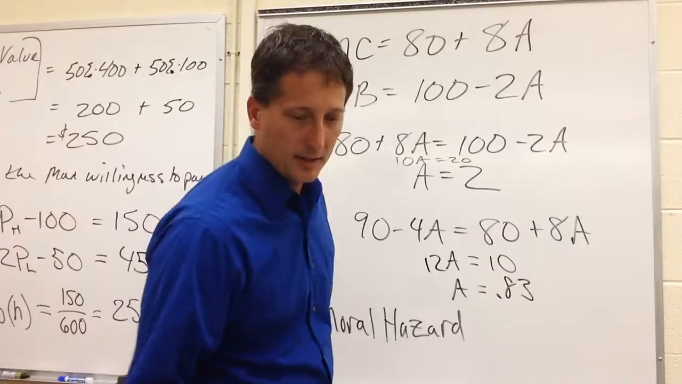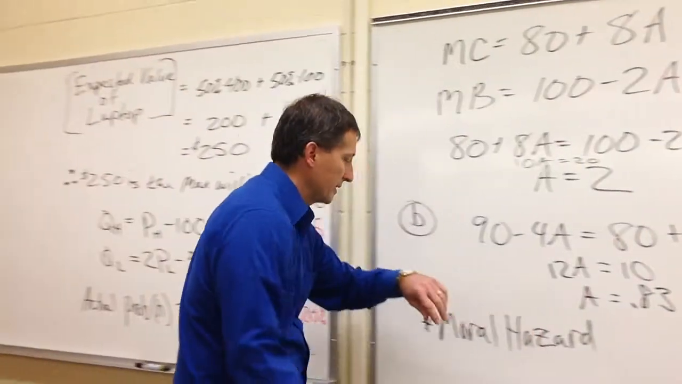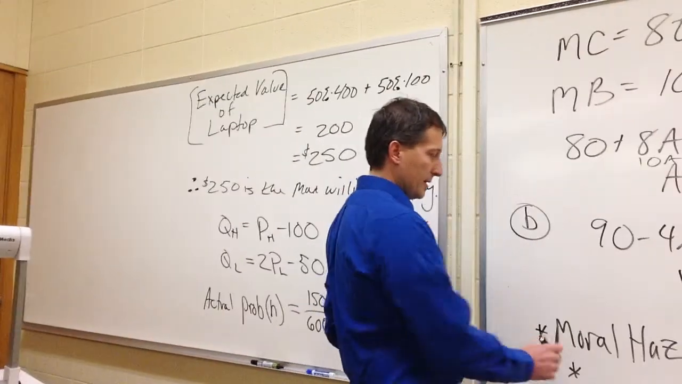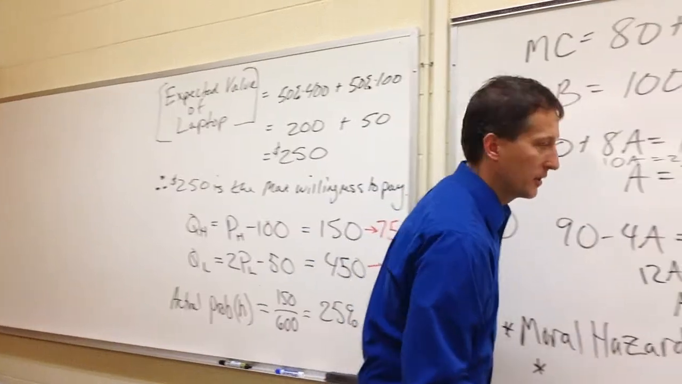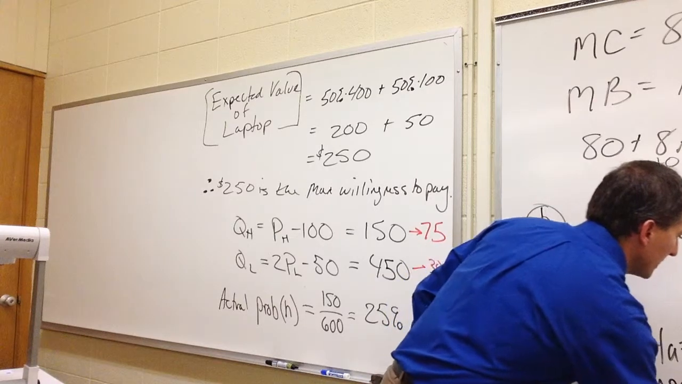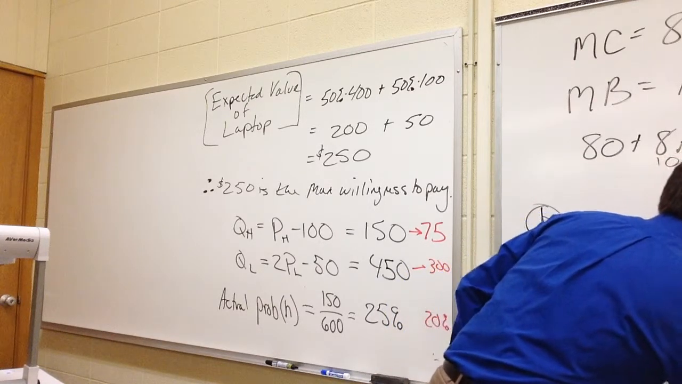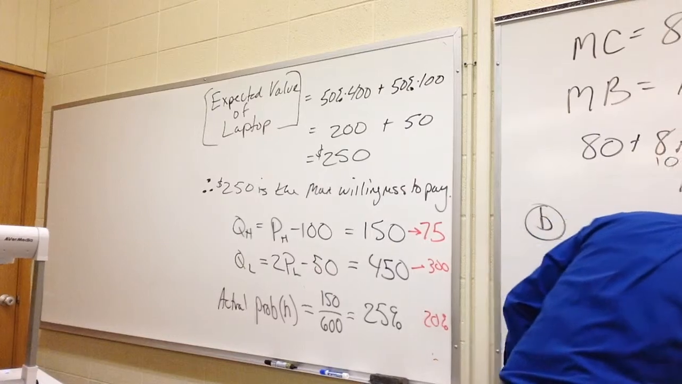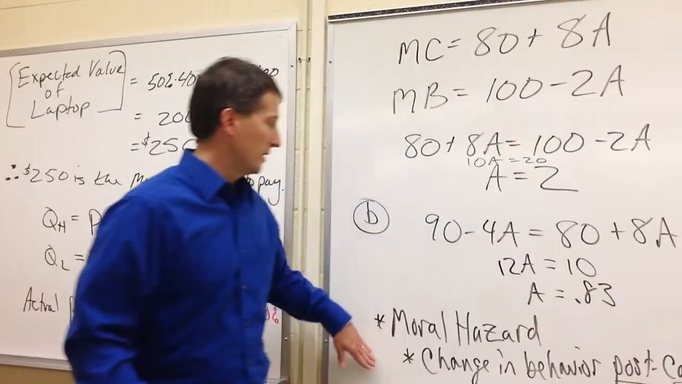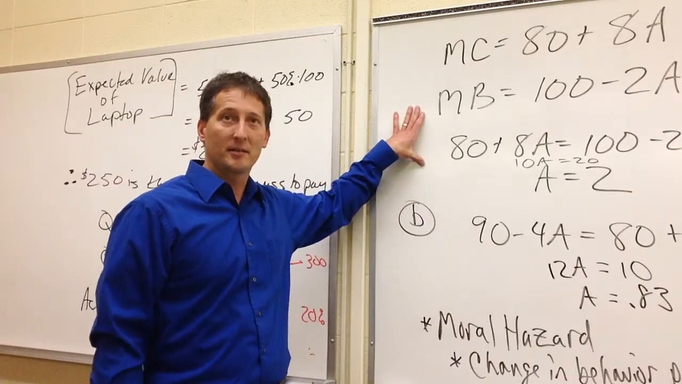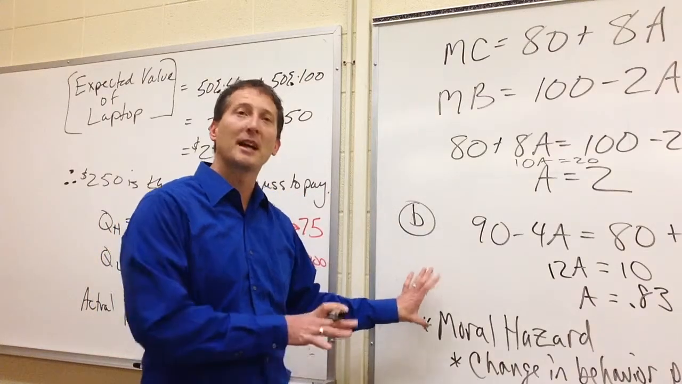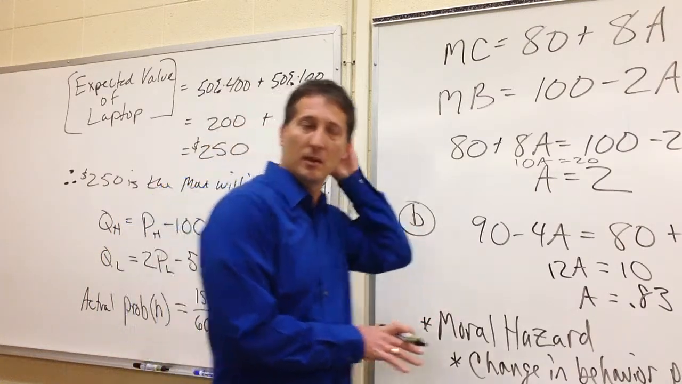So this is something that the insurance company deals with all the time. And moral hazard is a change in behavior, a change in behavior post-contract. When you didn't have any insurance, you were really careful with your safety measures at the restaurant. Once you got insurance, you were less careful. Moral hazard.